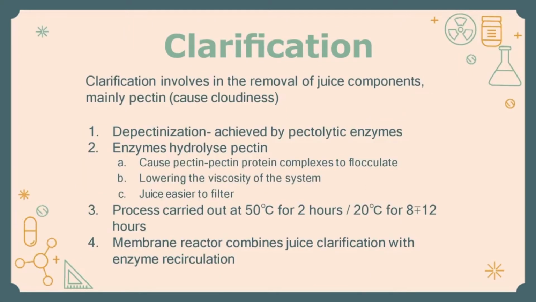The clarification process involves the removal of juice components, mainly pectin, which can cause the cloudiness. Apple juice clarification begins with the pectinization, which is achieved by catalytic enzymes. Enzymes hydrolyze pectin, which can cause the pectin-protein complex to flocculate, giving larger particles that settle, also lowering the viscosity of the system, so that the juice is much easier to filter.